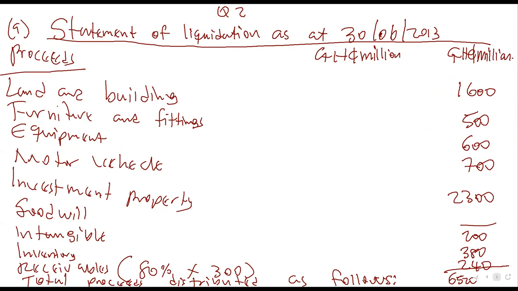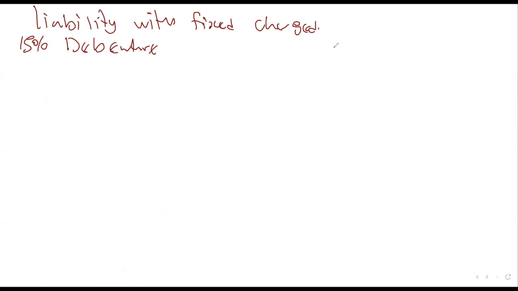Write it here, so that should be 3,400. So that should be 3,400. How did we get that? Good. Please, can you take the debenture aspect again for me?